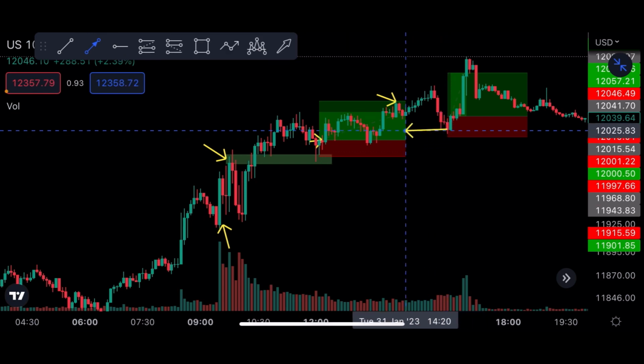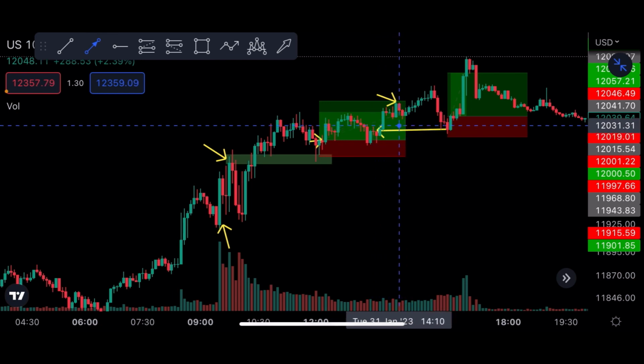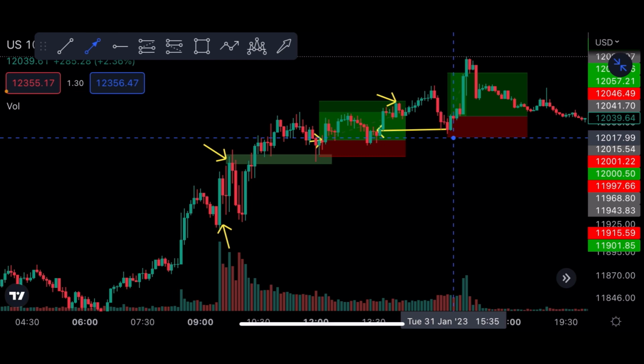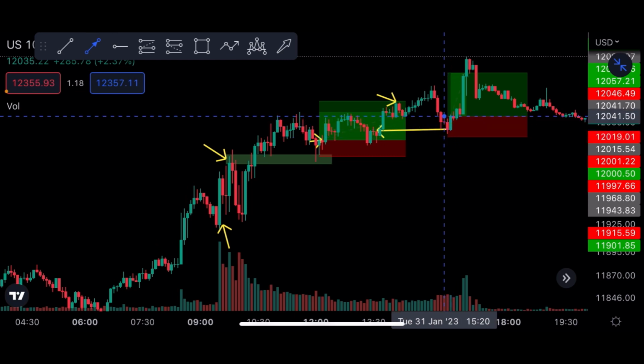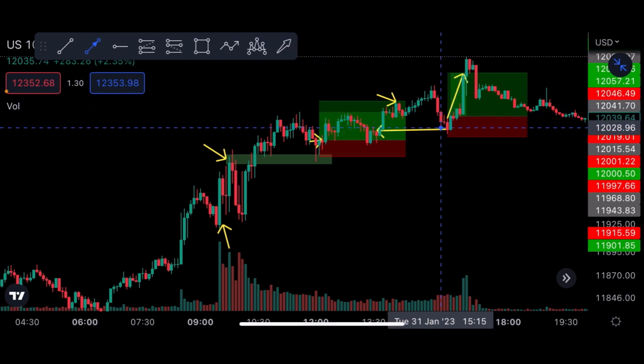to the demand area right here. After I see this green candlestick close, I open the trade right here, and my target again is a 2 to 1.